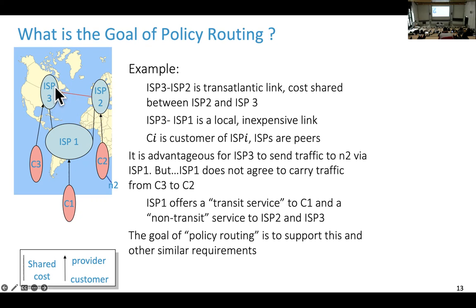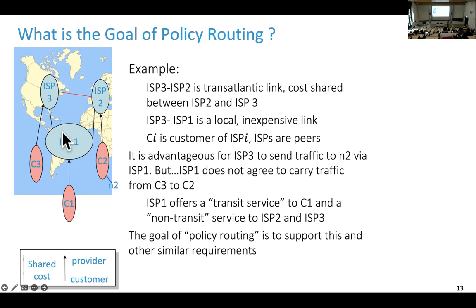So it might be financially advantageous for ISP2 and ISP3 to divert their traffic to ISP1. Instead of sending the traffic over this link and paying, it might be cheaper to ask ISP1 to carry this traffic for them. For example, if a customer C1 wants to send some traffic to C2, ISP3, it might be cheaper for ISP3 to send this traffic through ISP1 rather than using this link and paying more, right?